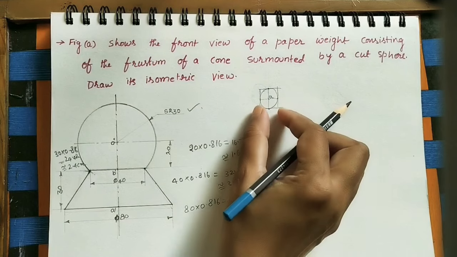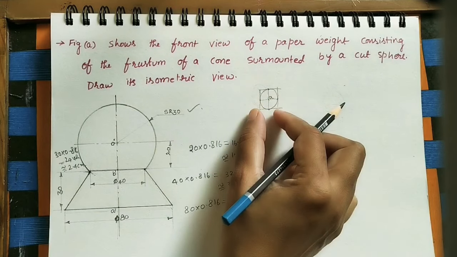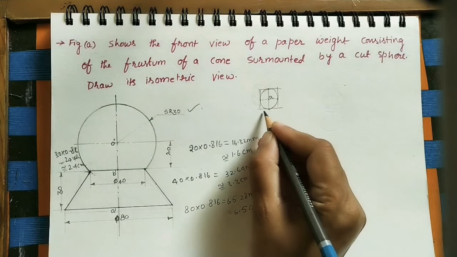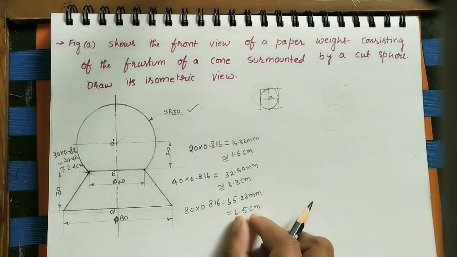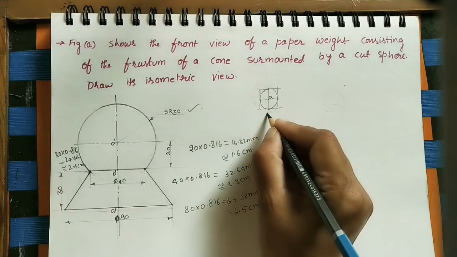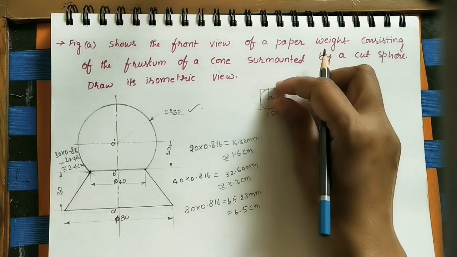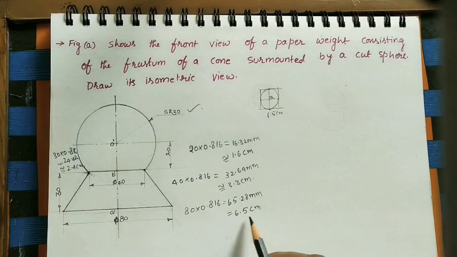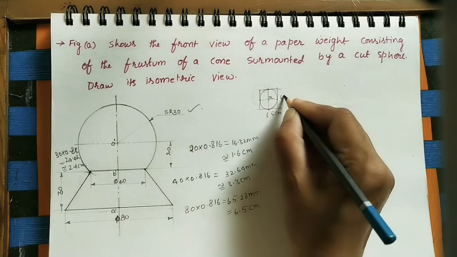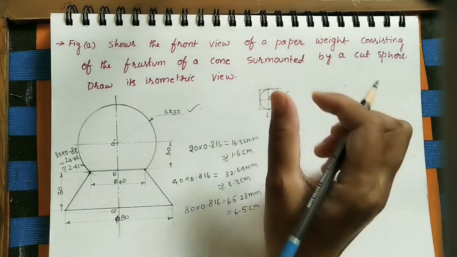Now how much is this length? Whatever this diameter, 80. This is 80 mm. For 80, how much do we have to take? New value 6.5 cm. And then what is this? This is also diameter 80 mm. So for 80 mm we have calculated this value 6.5. So this side also 6.5, this side also 6.5.